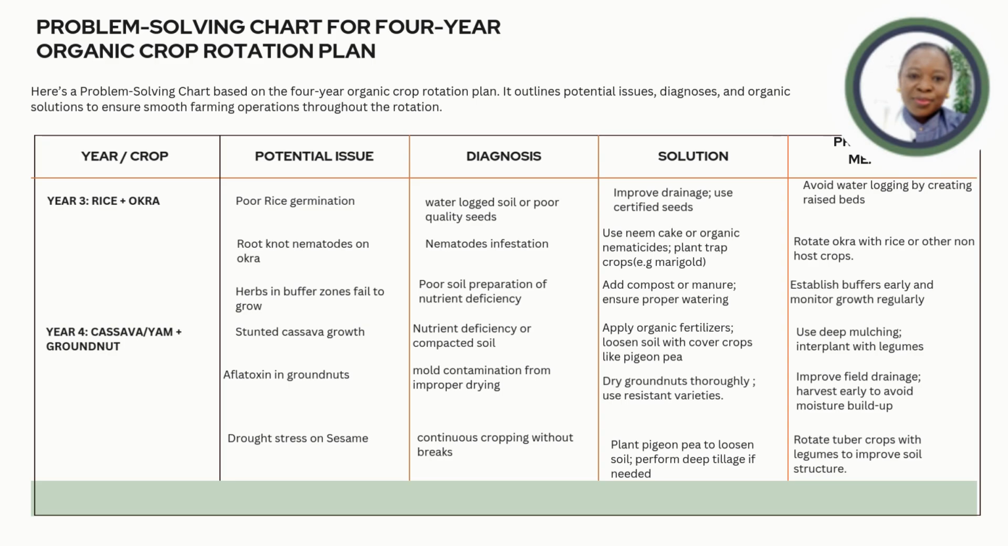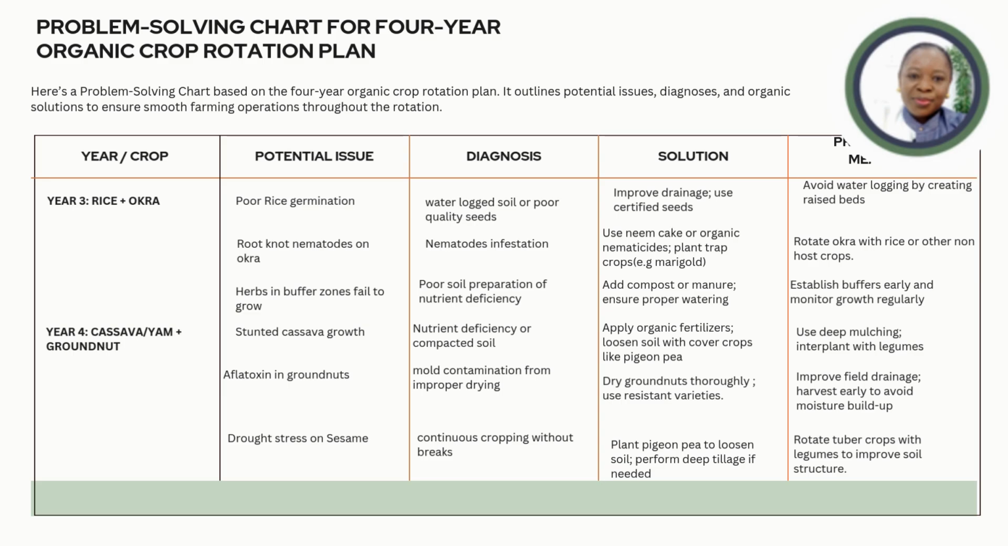Potential issue two, year four: aflatoxin in groundnuts. Diagnosis: mold contamination from improper drying. Solution: dry groundnuts thoroughly. Use resistant varieties. Preventative measures: improve field drainage, harvest early to avoid moisture buildup.